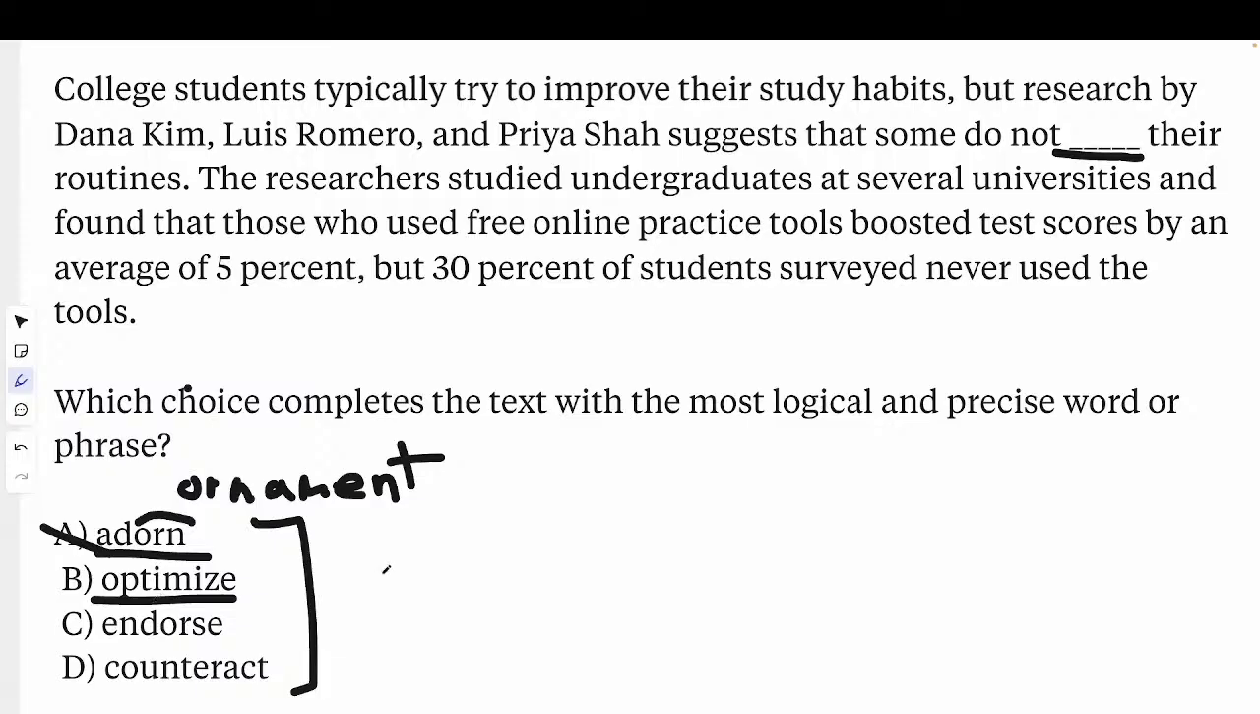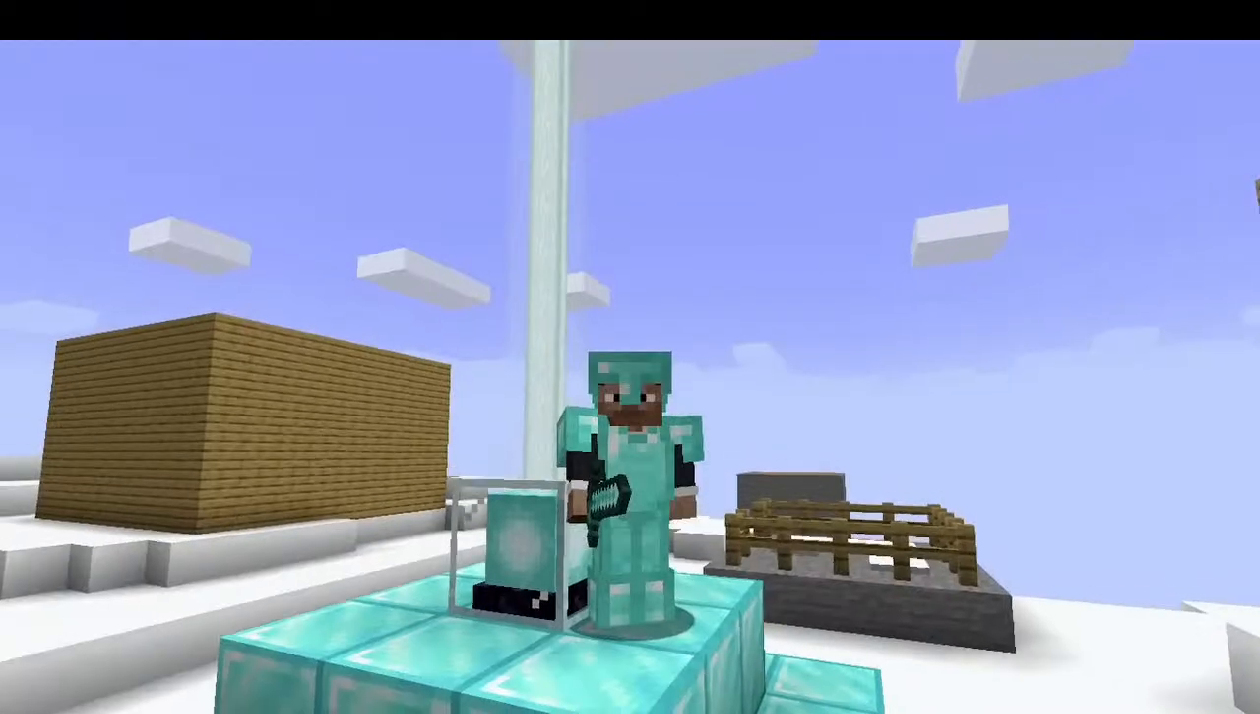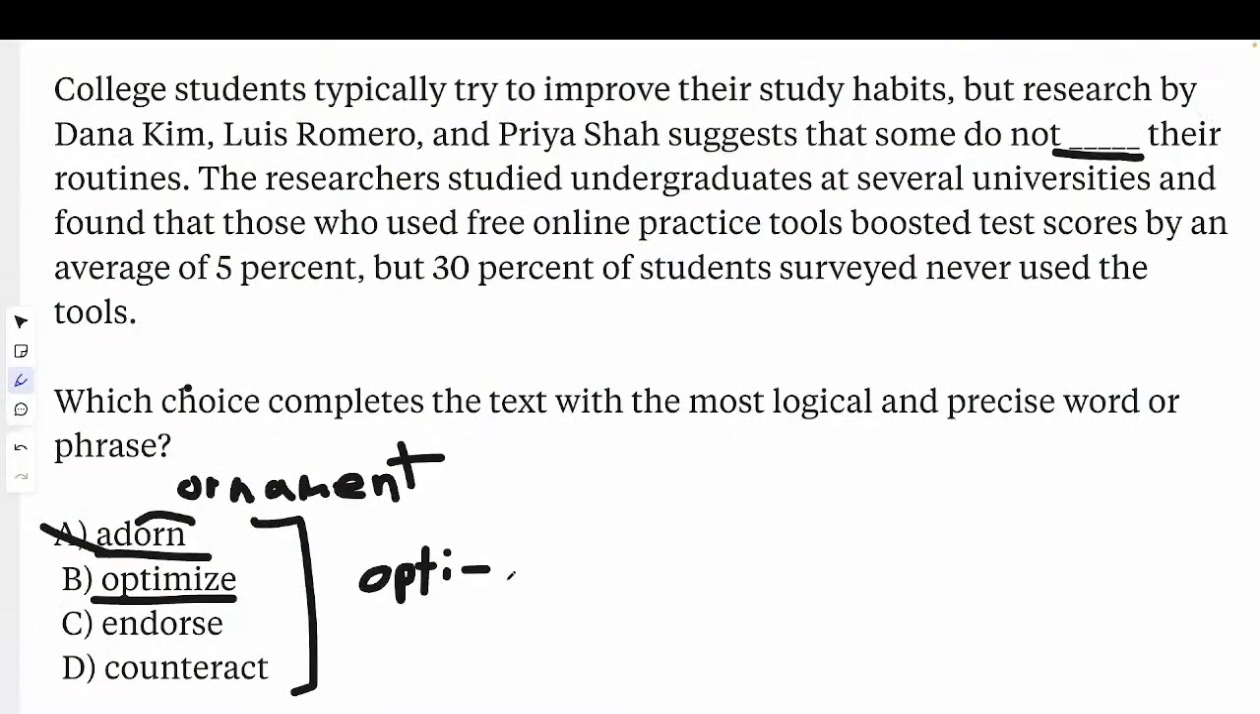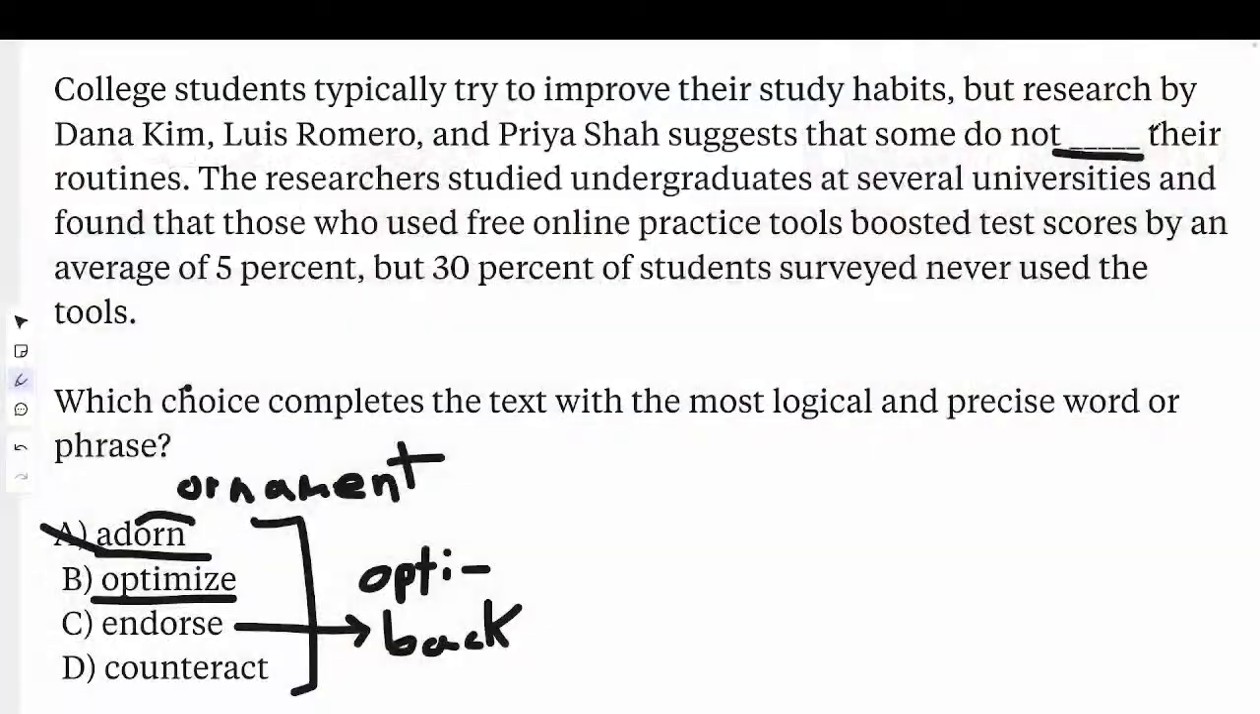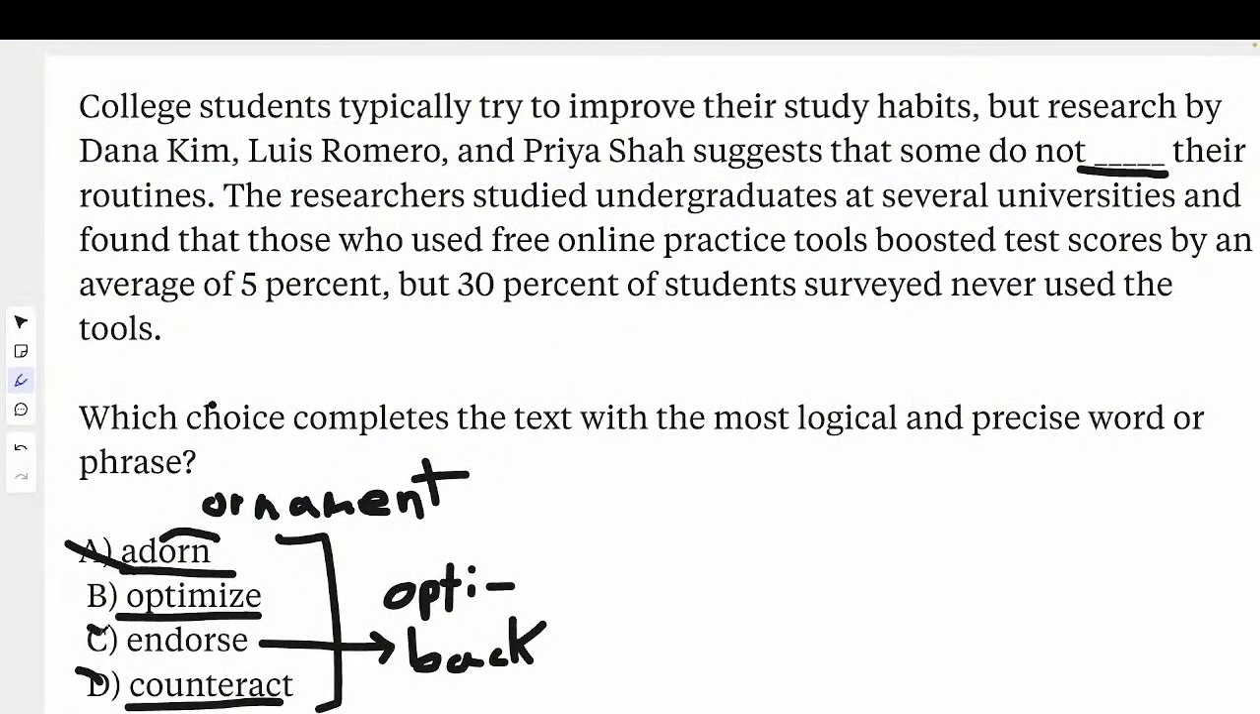Then you have optimize. You can just think opta essentially means best. Essentially saying to make better, if we just assume based off of what this prefix looks like, so probably gonna be it. Endorse. Endorse essentially means the back of something. So you could guess that this kind of means to get behind, to support something that isn't supported right now. So again, it doesn't really make sense for the passage. And then finally, counteract. You could probably guess this one. Counter essentially means to go against, to fight something. And act just means to do something. They're not counteracting their study routines. So the answer is pretty clearly B for this.